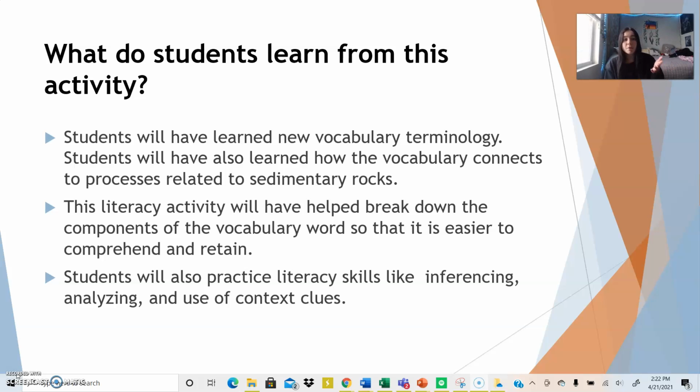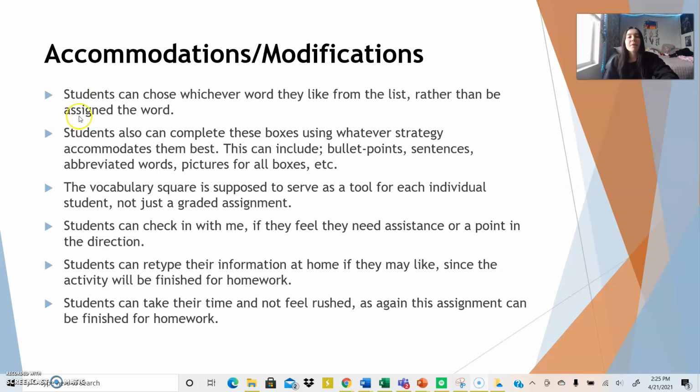Those are really important because they transfer to any subject in any class. And I think it's really helpful that they're seeing it in a science classroom and not just in an English or a history classroom. So hopefully that's something they learn from this activity, so that for future science lessons in our classroom, they'll have already worked with these skills. And lastly, these are some of the accommodations and modifications for this assignment.